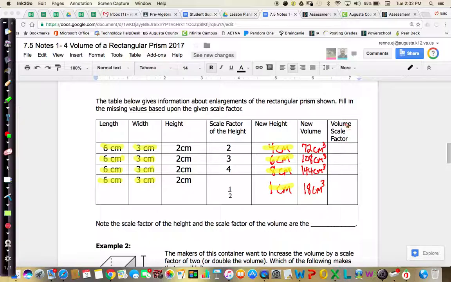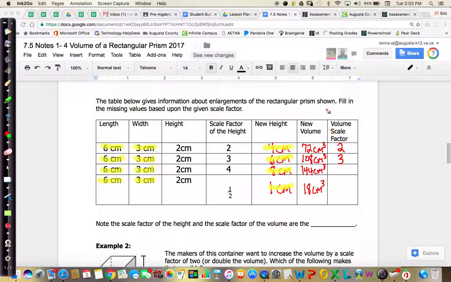Okay, now, to find the volume scale factor, we have to figure out how we got from the old volume to the new volume. So if you remember, the original volume was 36. So think about how you can get from 36 to 72. And if you said double it or multiply it by 2, you're correct. And so the scale factor of the volume would be 2. Now we've got to figure out how to get from 36, the original volume, to 108. And if you said multiply by 3, you are correct. So the scale factor would be 3.